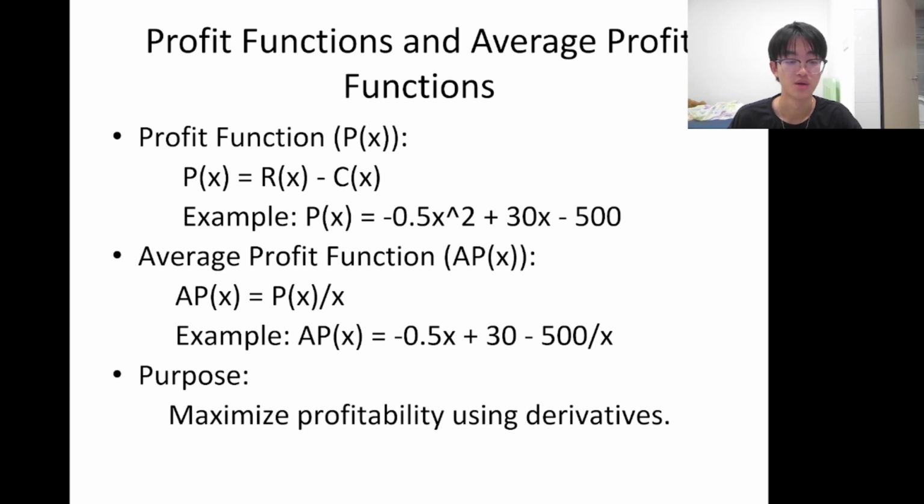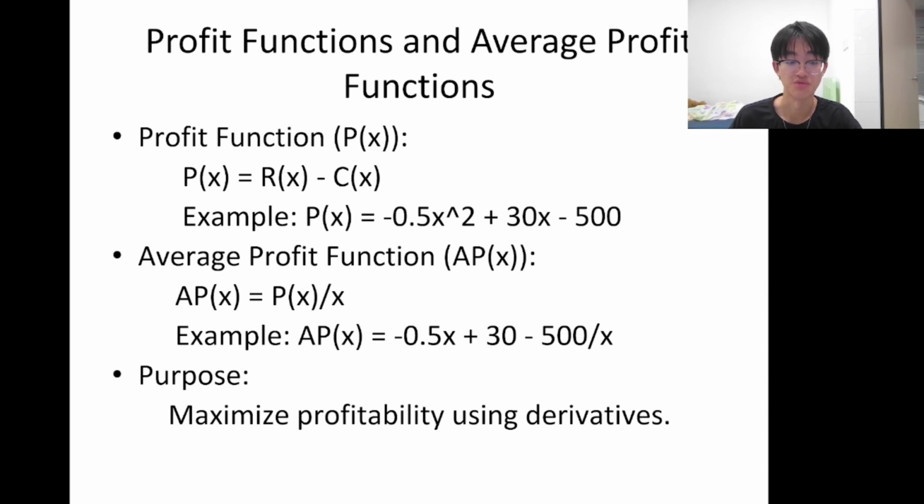The average profit function, AP(x), is calculated as AP(x) equal to P(x) divided by x. For our example, AP(x) is equal to negative 0.5x plus 13 minus 500 divided by x. This function provides insights into profit per unit at different production levels.